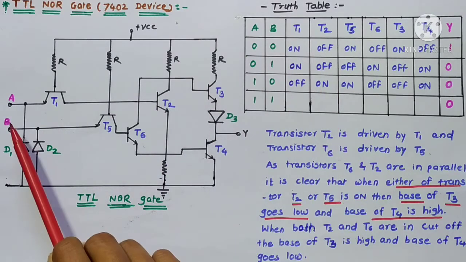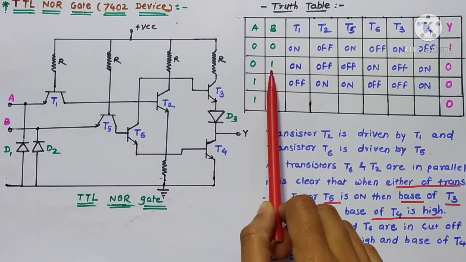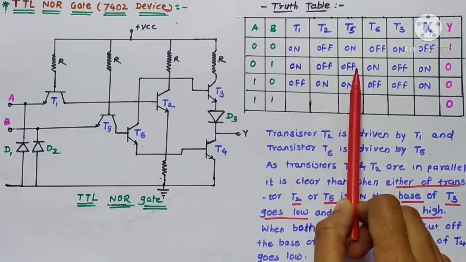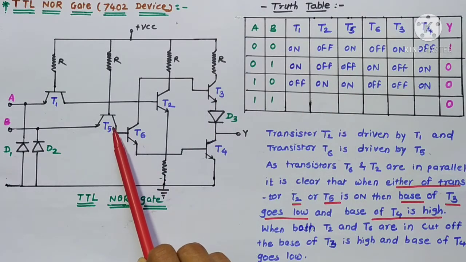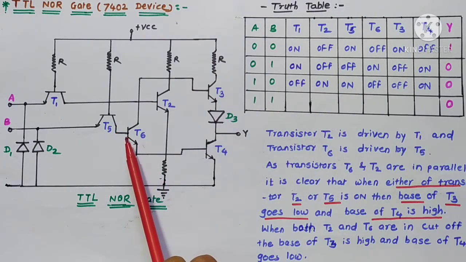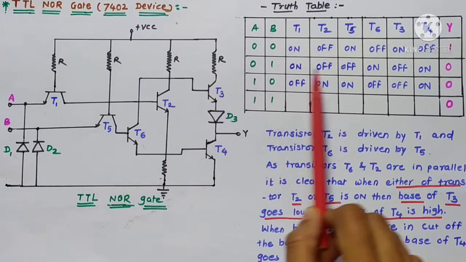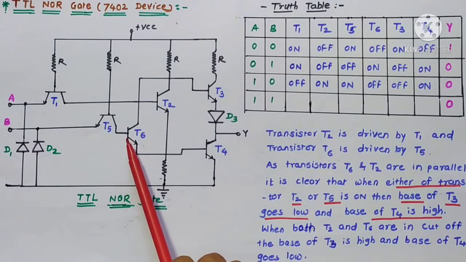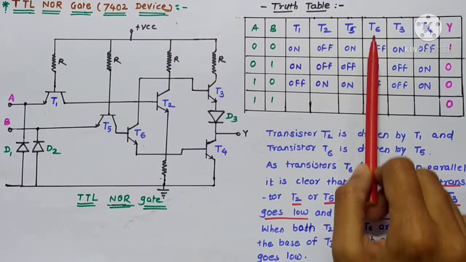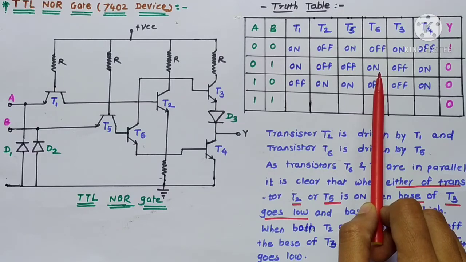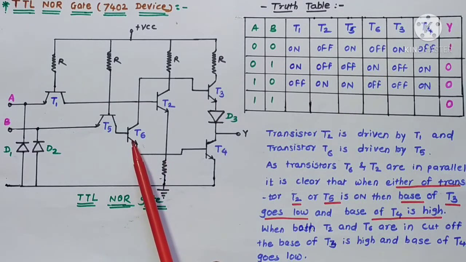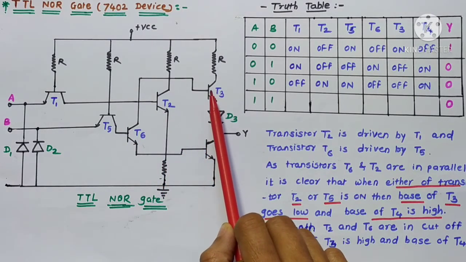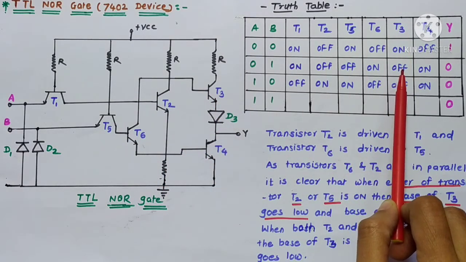Now, when B is equal to 1, in case second, it will make transistor T5 cut off. As transistor T5 is cut off, its collector is given to the base of transistor T6. As the transistor T5 is off, its collector is high and it will make transistor T6 switch on. And when transistor T6 switches on, its collector goes low. It will make transistor T3 switch off.